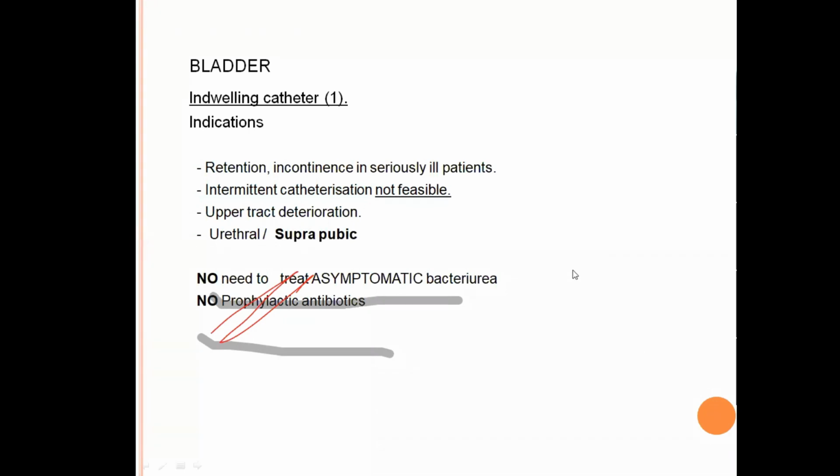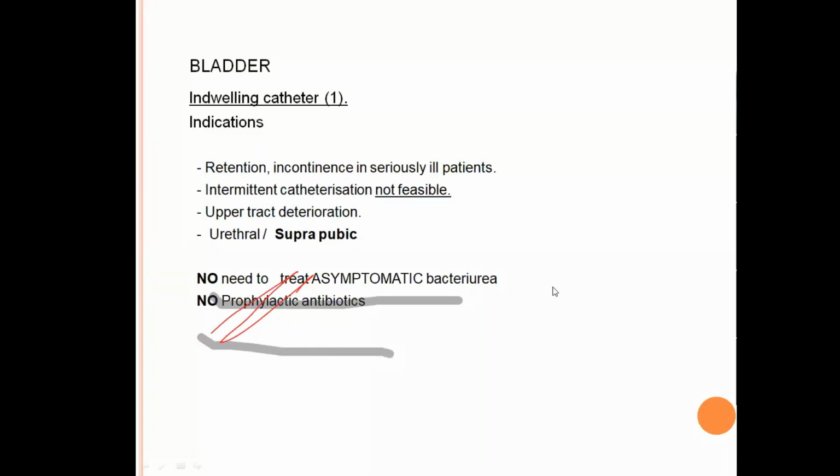Very, very important. Many physicians get a urine culture and urine examination done because there is an indwelling catheter, every 10 days, 15 days, and it shows plenty of pus cells and bacteria. Don't treat bacteriuria and pus cells on urine examination. The patient should be symptomatic. If he has fever, rigor, then it is a urinary tract infection and you will have to do culture sensitivity and give appropriate antibiotics. Otherwise, there is no need to treat asymptomatic bacteriuria.